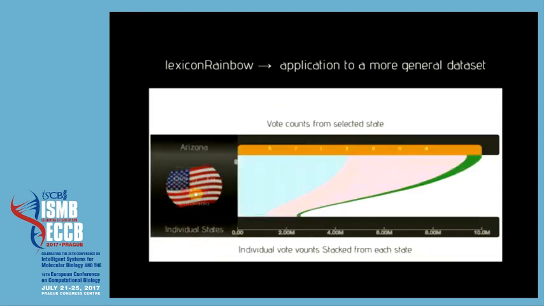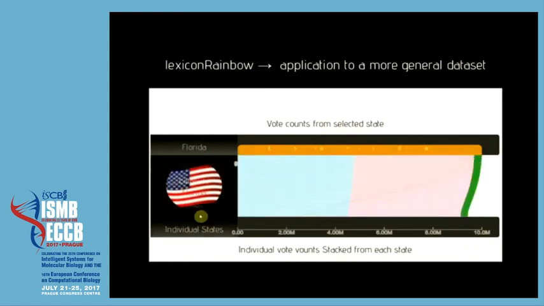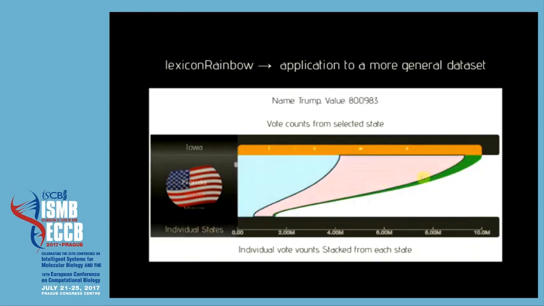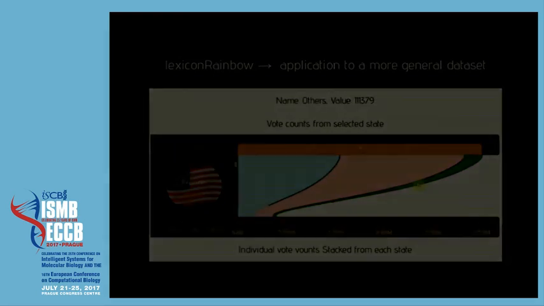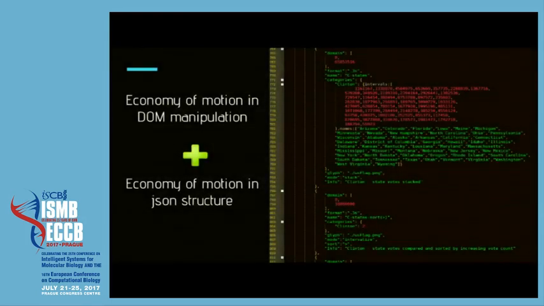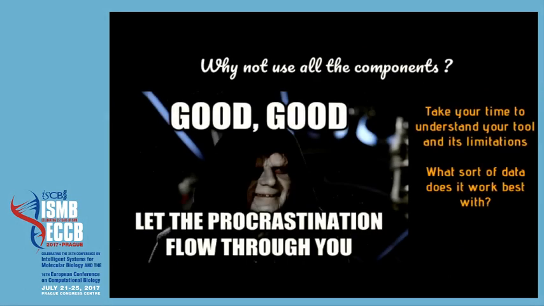So I want to apply this to the protein sequence, because not only can you show absolute scores, but also you can show spatial data. So what I'm after is not only economy of motion in DOM manipulation, but also economy of motion in JSON structure. And why not use all of these components all at once? Because half of the tools I talked about, I'm not using in MUTAFRAME yet.